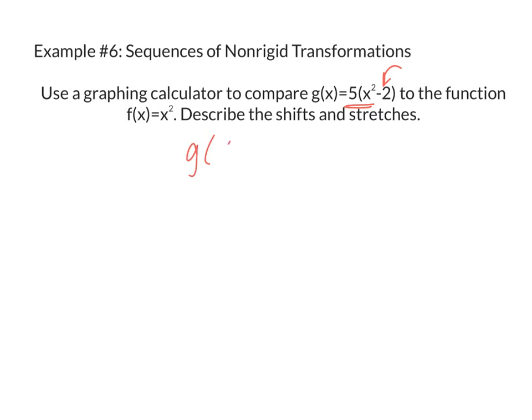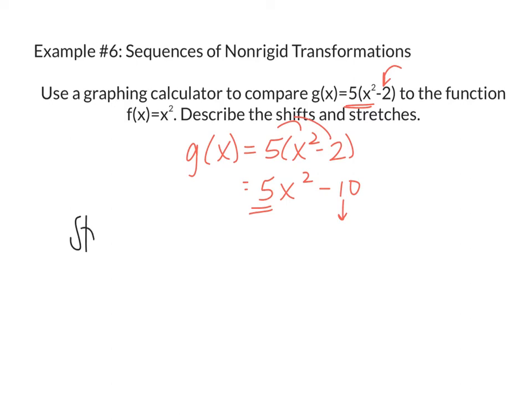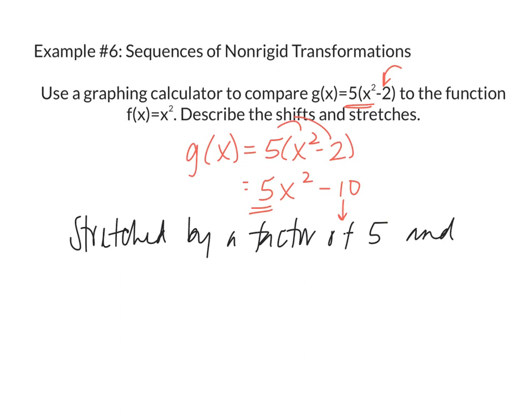Well, if you were to distribute your 5, you would have gotten 5x squared minus 10. And so it perfectly describes that this function should be stretched by a factor of 5 and then shifted down 10 units. So I'm going to write that: stretched by a factor of 5 and shifted down 10 units.